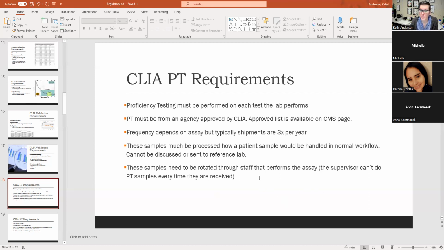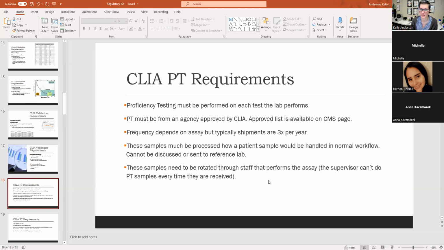And the samples must be rotated through staff that perform the assay. You can't, every time a sample comes in, give it to your supervisor and say, this is hard, why don't you do this? They will look at this and make sure that everyone is getting a chance to do these.